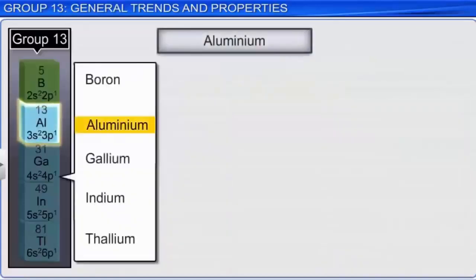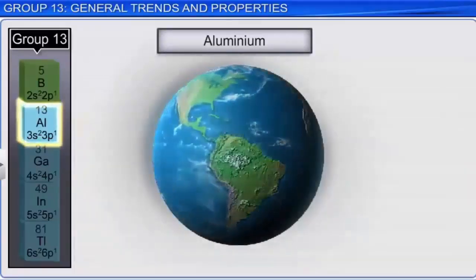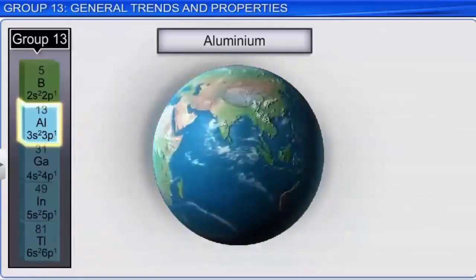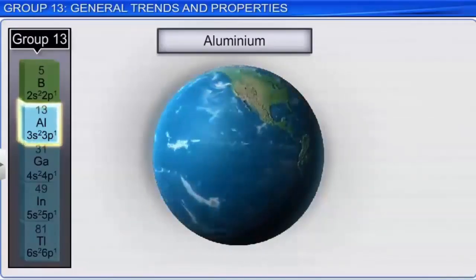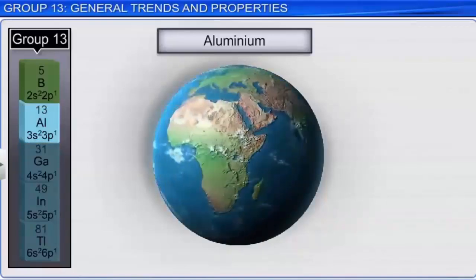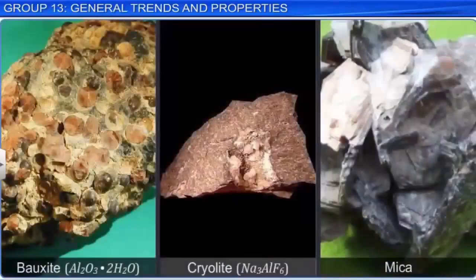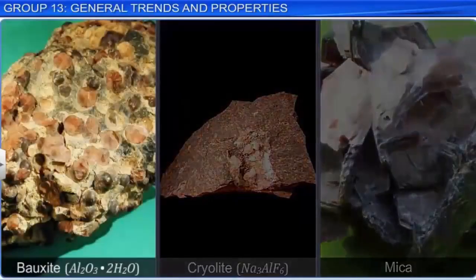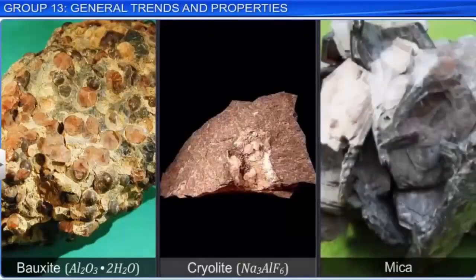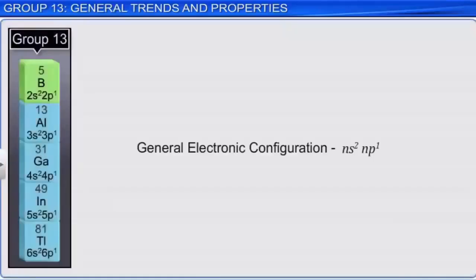Aluminium is a metal, although it has many chemical similarities with boron. It is the 3rd most abundant element and the most abundant metal in the Earth's crust, contributing 8.3% by mass. Important minerals of aluminium include bauxite, cryolite, and mica. The electron configurations of the group 13 elements all end as ns2, np1.